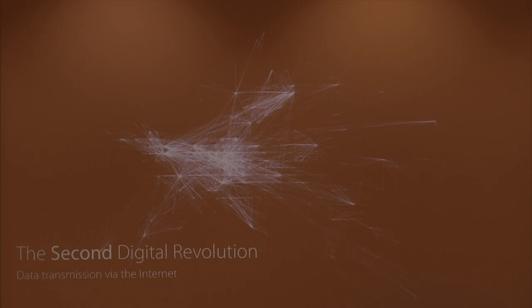So with the invention of the internet, we could send data from one place of the world to another and be connected with people over long distances. And both revolutions have one thing in common: they moved from analog to digital and changed the way we process, store and transmit our data.